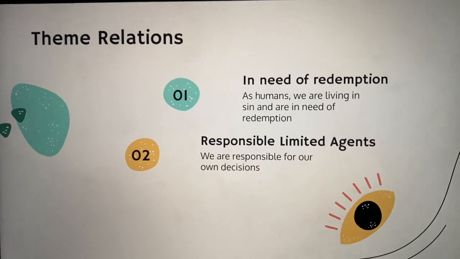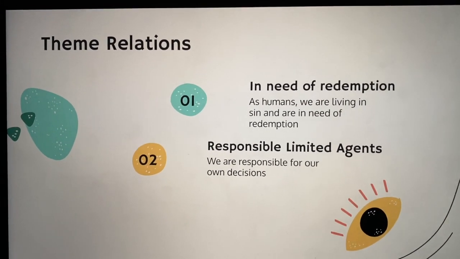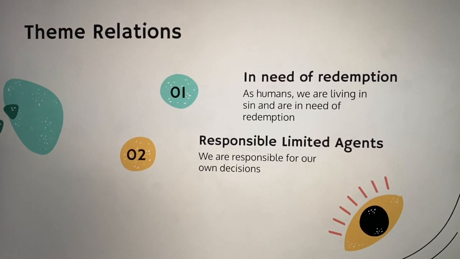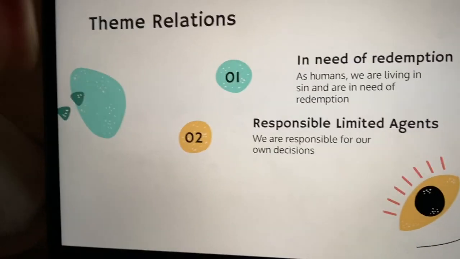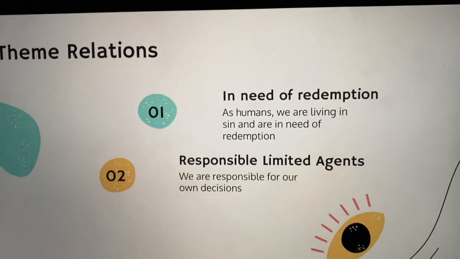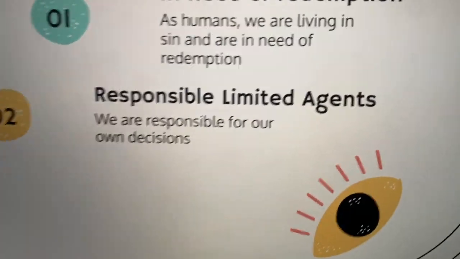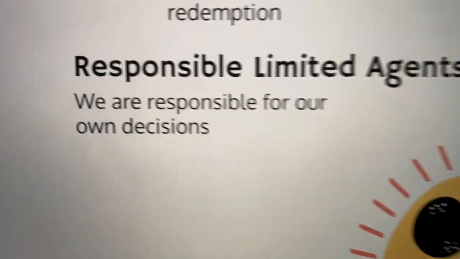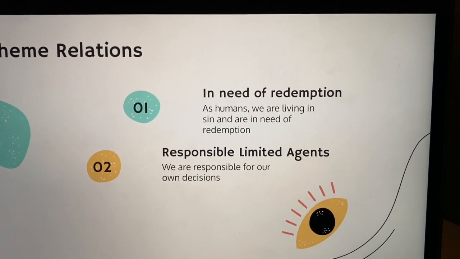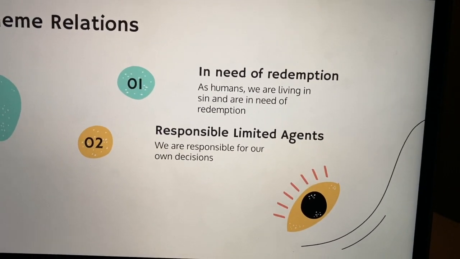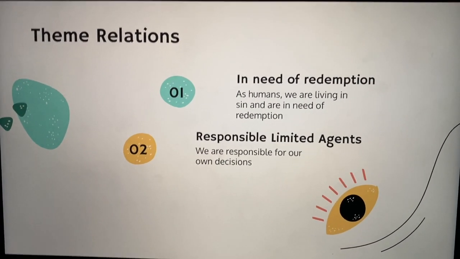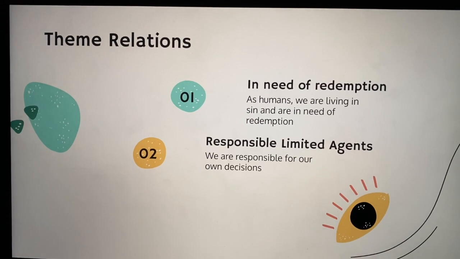Let's talk about some of the relations to the 5 themes of human nature. I mainly focused on 2 of them just because I thought those were the most relevant. Let's start off with this bottom one here. I know it's a little bit unconventional, but my first one that I reviewed was that humans are responsible, limited agents, and that we are responsible for our own decisions. By that, I basically translated the lines of the Müller-Lyer illusion to a real-life situation that you might come by.